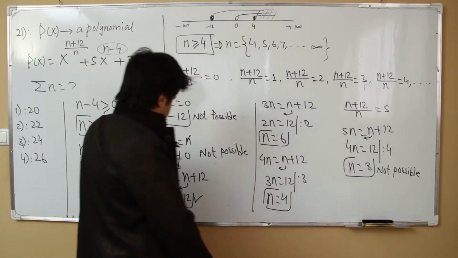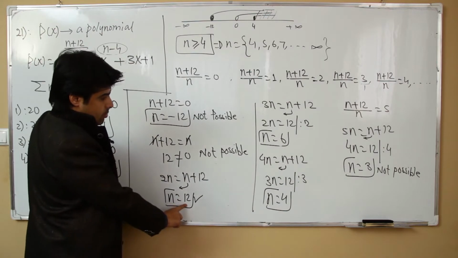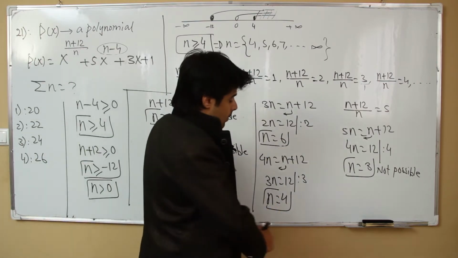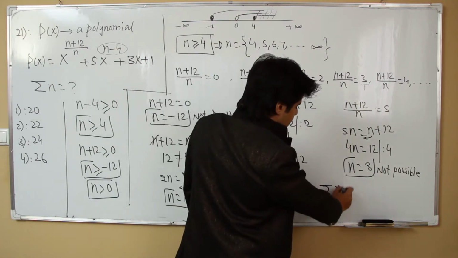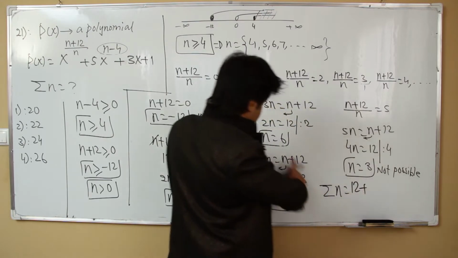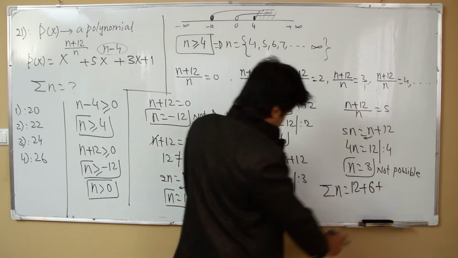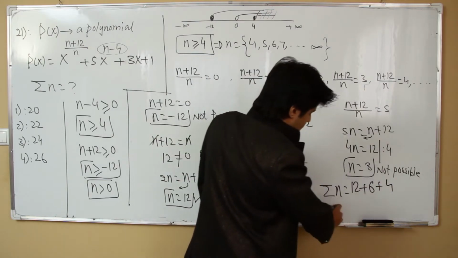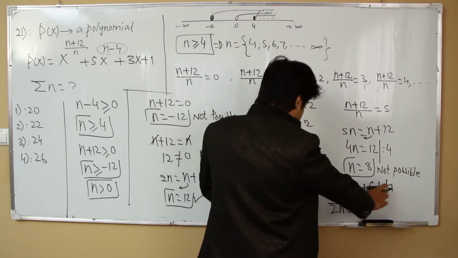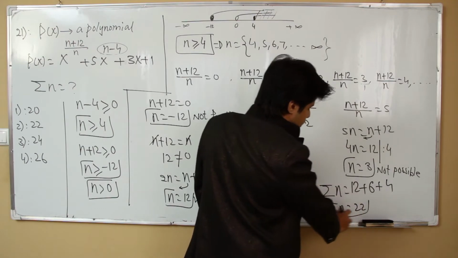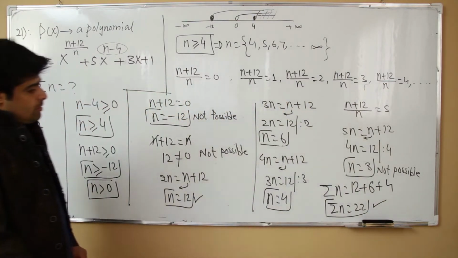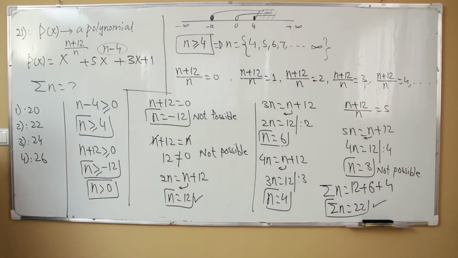Then the possibilities for this n: we have 12, the next one is 6, and the next one is 4. Now if you find the summation of the n, you will have 12 plus 6 plus 4. What is the summation? 12 with 6, 18, 18 with 4, 22. This is the possible answer that we find. Write it please.